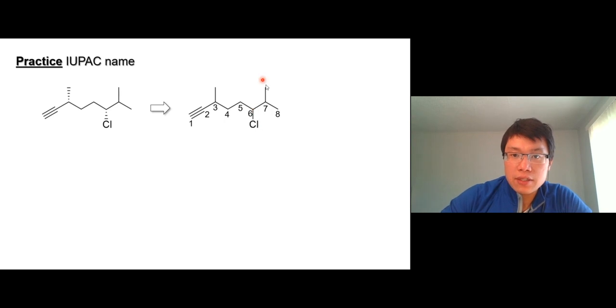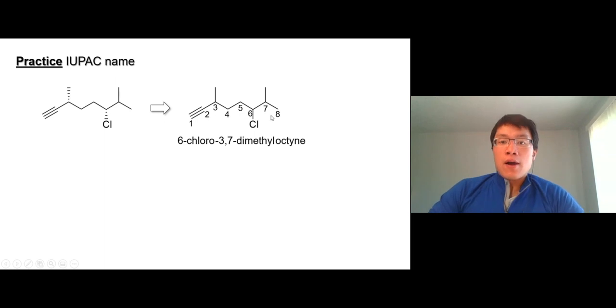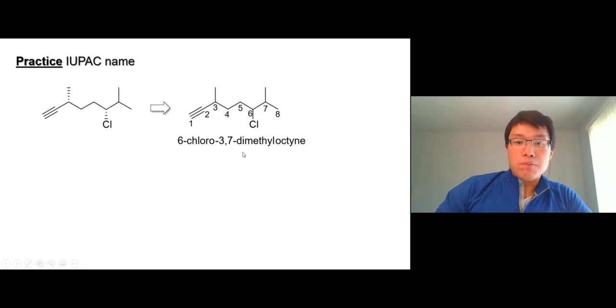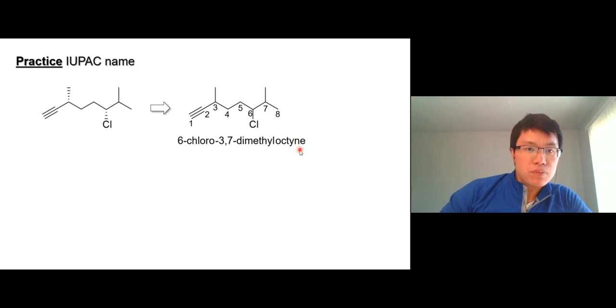Chlorine at position 6, 2 methyl groups at position 3 and 7. So we're going to go 6-chloro, 3,7-di, don't forget that, 3,7-dimethyl. And this is an 8 carbon chain, so it's octyne. Alkyne at position 1, so 1-octyne. You can ignore the 1, it's fine. So 6-chloro-3,7-dimethyloctyne.